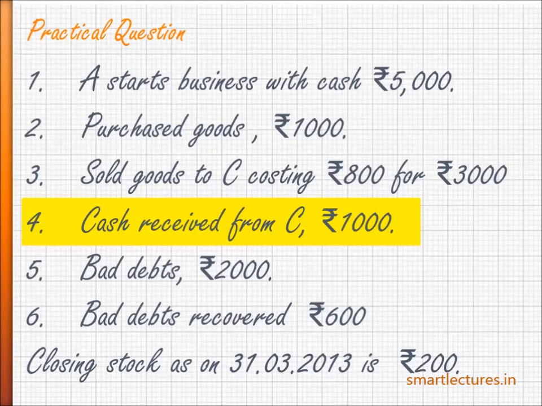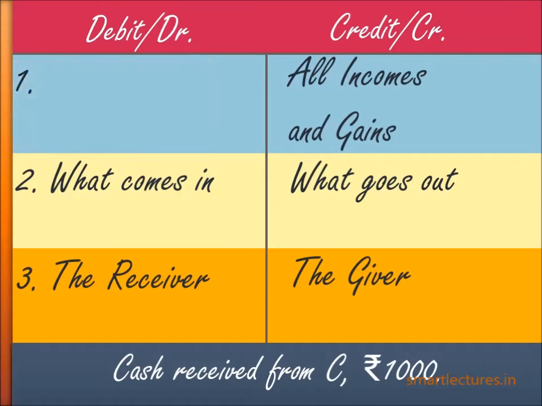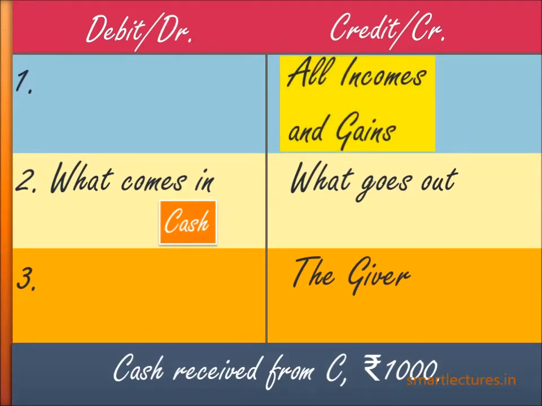Now cash received from C rupees 1,000. This is the recovery from the customer. So how will you make the journal entries? We have to find out two aspects, one debit and one credit. So let's go to the table. On debit side, debit all expenses and losses. No, there is no expense, no loss. Debit what comes in. Has anything come in the form? Yes, cash has come in. So write down cash. Now let's go for the credit side.